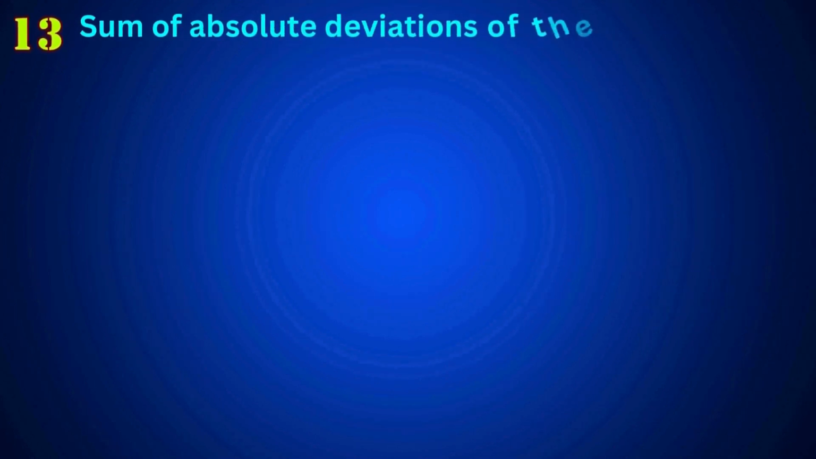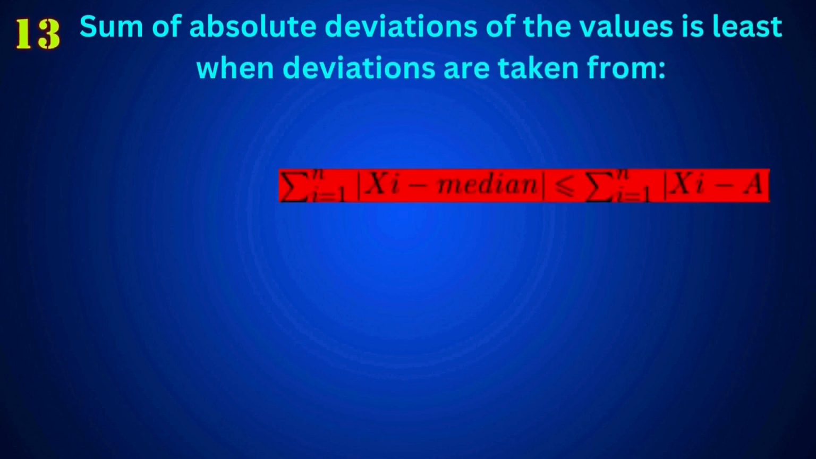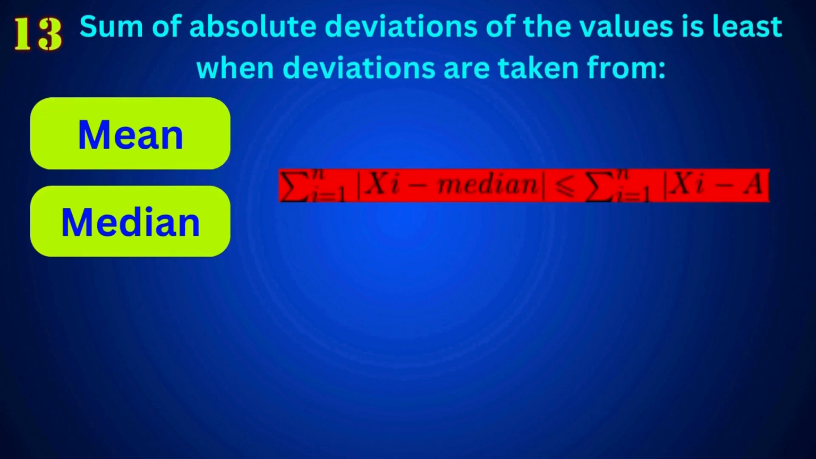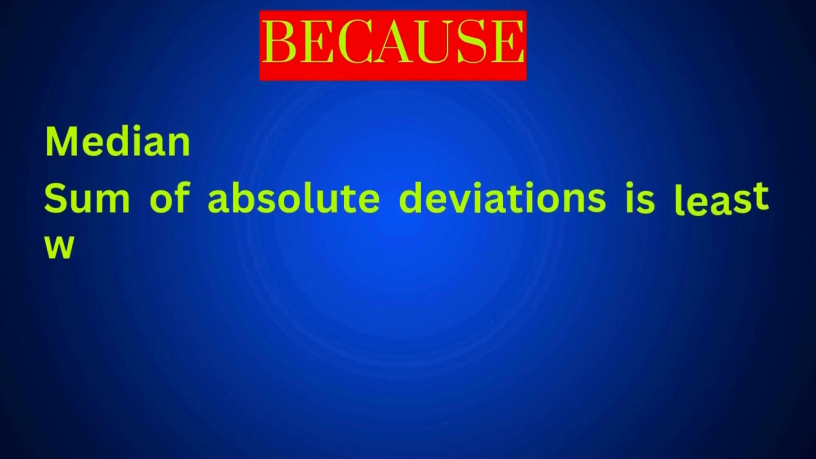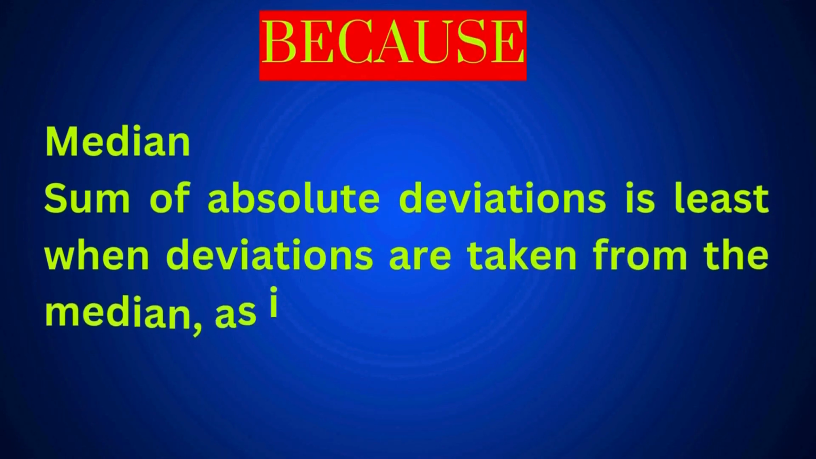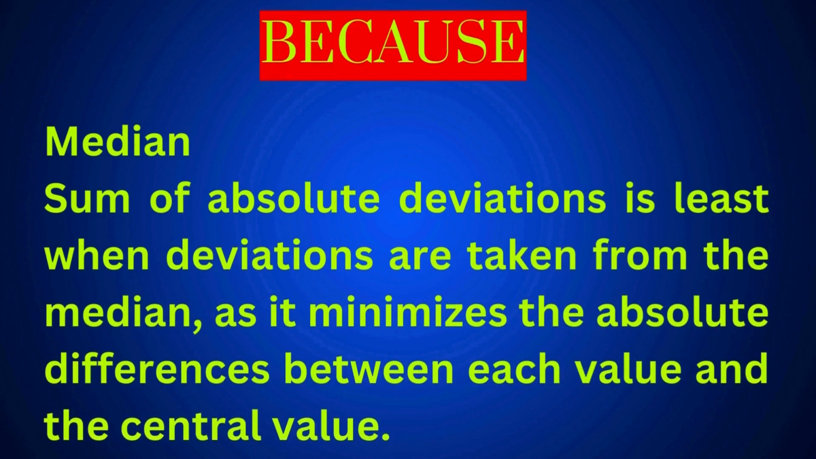Sum of absolute deviations of the values is least when deviations are taken from. Options are mean, median, mode, geometric mean. Right option is: median, because sum of absolute deviations is least when deviations are taken from the median, as it minimizes the absolute differences between each value and the central value.